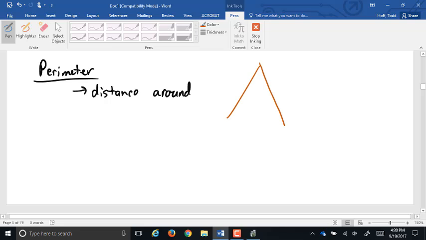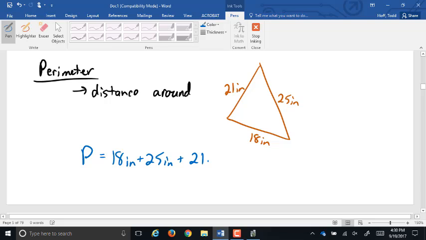So if I have a triangle like this that has sides of 18 inches, 21 inches, and 25 inches, the perimeter is just going to be found by adding up the sides. I might do 18 plus 25 plus 21. If I add those all up, I am going to get, was that 64 inches? That's the perimeter.